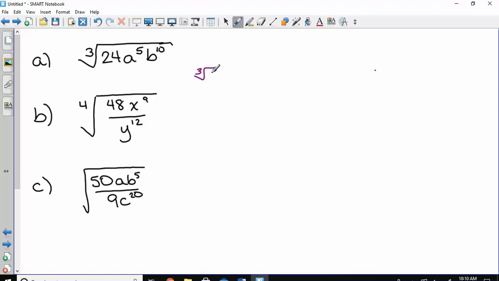8. So we could think of that as an 8 and a 3. Now, what is the cube root of 8? 2. So a 2 comes out. This 3 is still left underneath, and it's still my cube root. Okay, if I have 5 a's, how many groups of 3 can you form? That would take 3 of them, so there are 2 left.